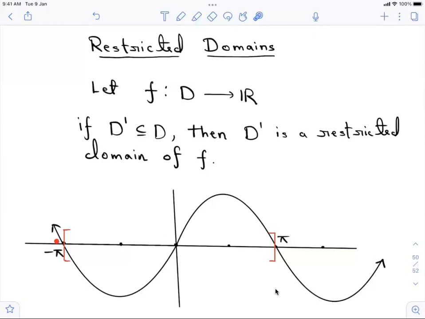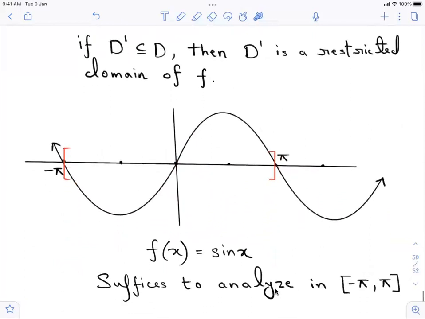For example, this is a graph of the function sin x, and since this is a periodic function, once I have this piece of the graph, I can completely analyze the function, because after this chunk it is going to repeat again and again. So I might as well focus my attention on this particular strip from minus pi to plus pi. So that's a restricted domain.